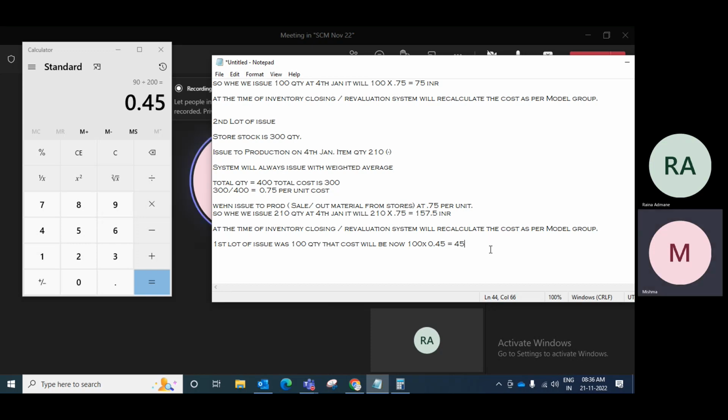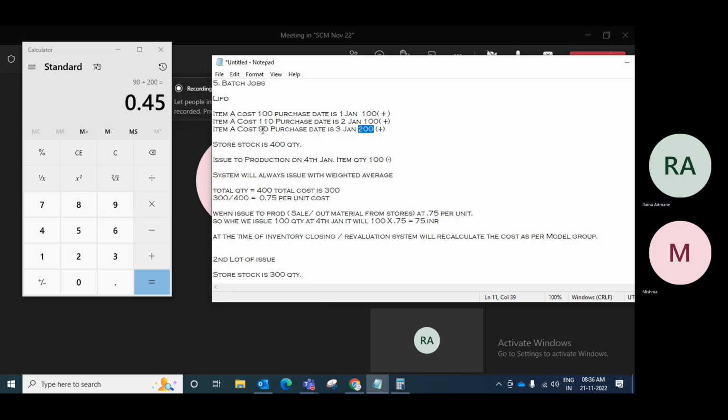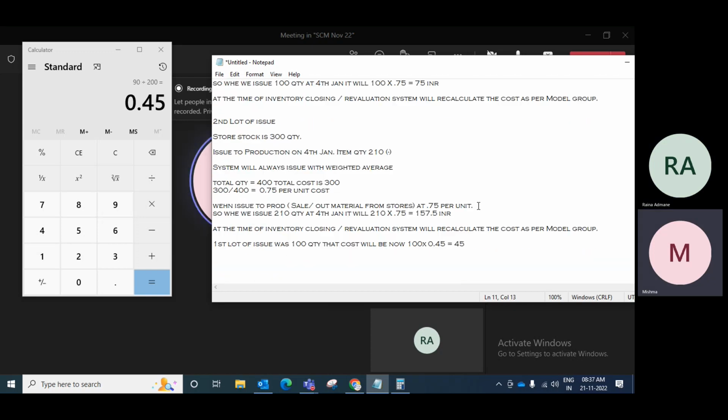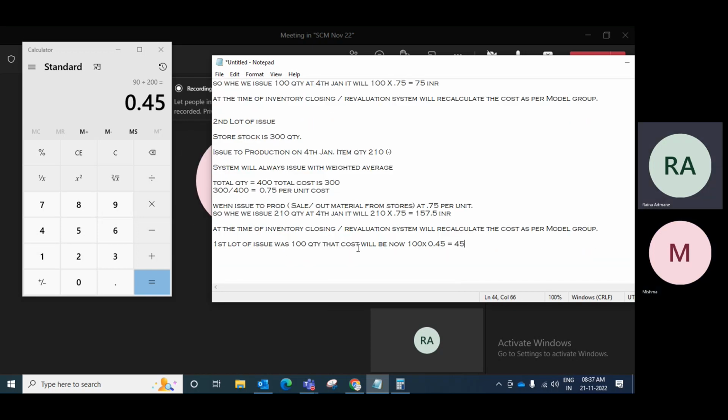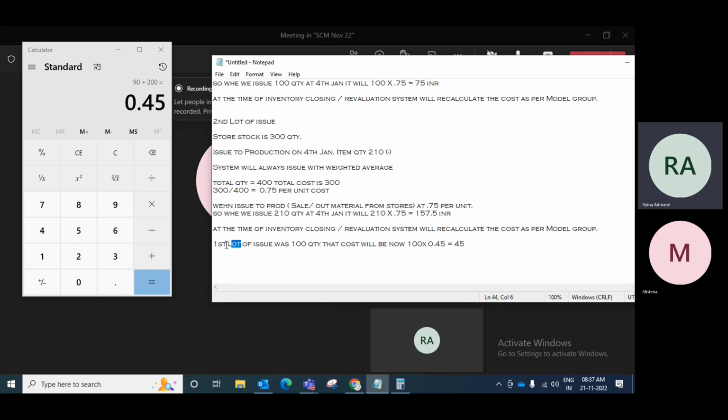See, simple. You have 200 quantity and you are issuing half. So the first will be 45, right? Simple: you have 200 quantity, you purchased it, and you are selling at the rate of 90 for 200. So half will be 45. Now this is related to the first lot.